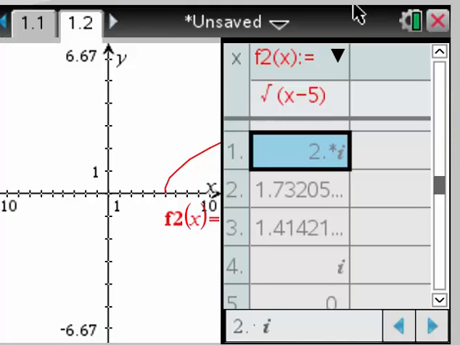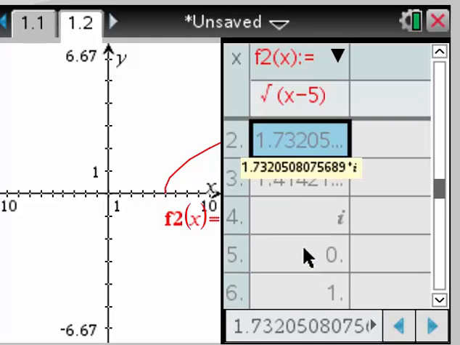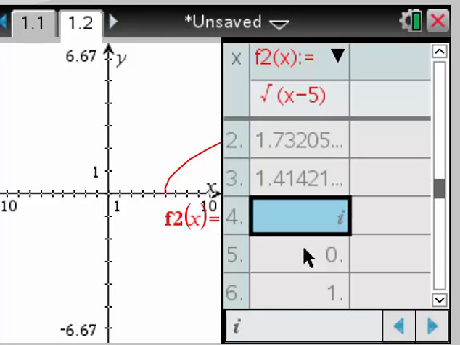So it says x equals 6. So when we look at x equals 6, we see that the y value is 1. When we look at x equals 2, we have a problem. It's imaginary or an error. When x equals 5, we have 0, and that's a value.